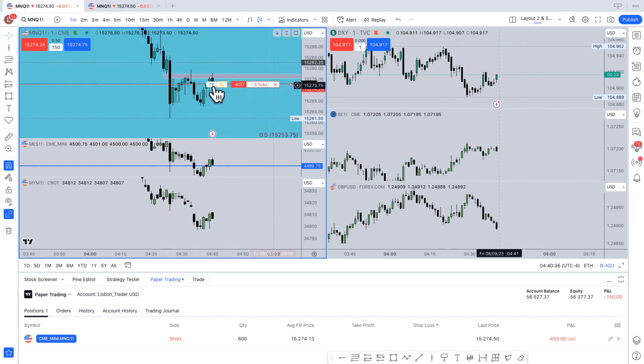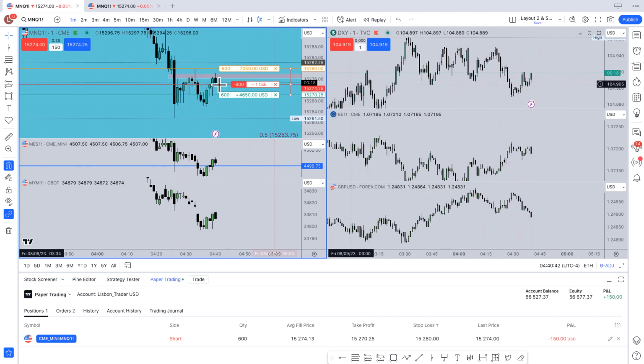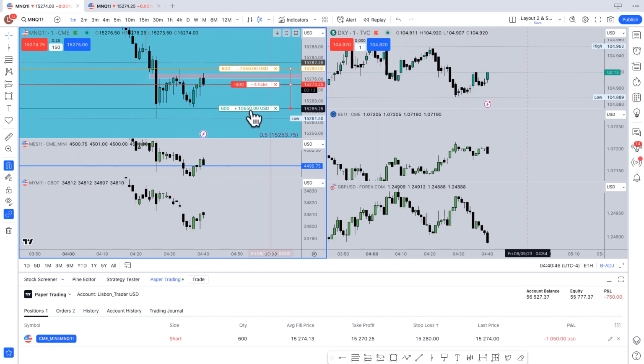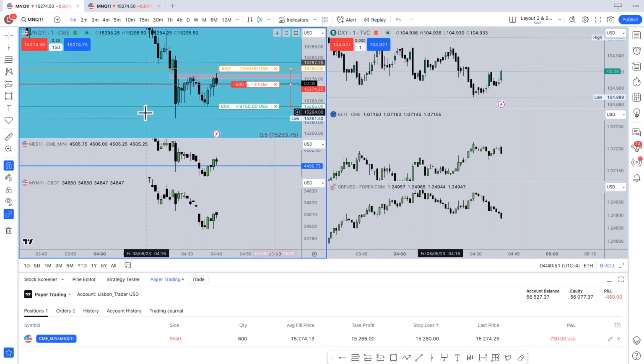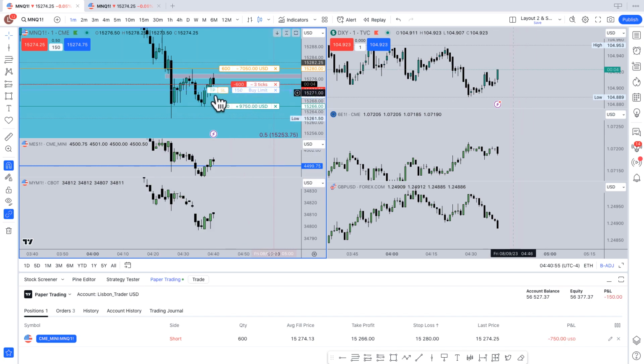This is a consolidating pattern, so let's take advantage of it. So the DXY is going up again. Let's try this as a target or this low. Take some profits here.